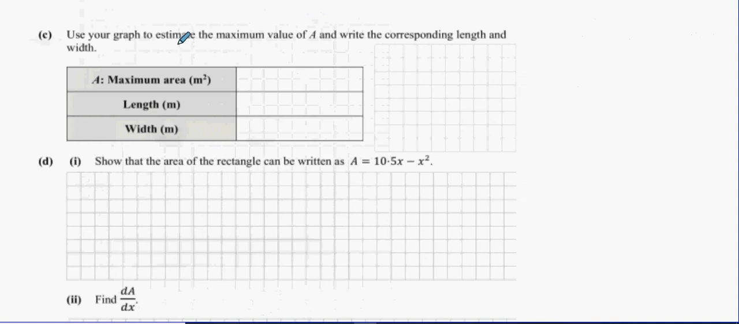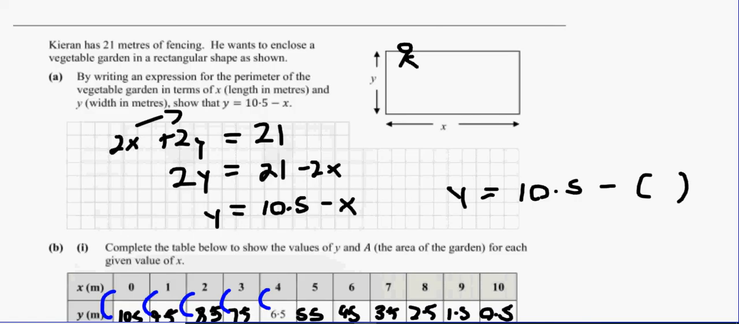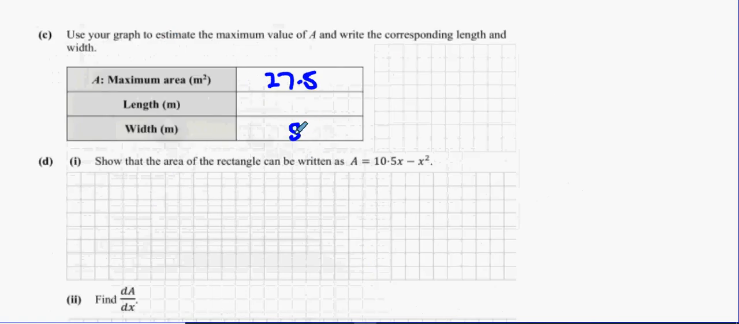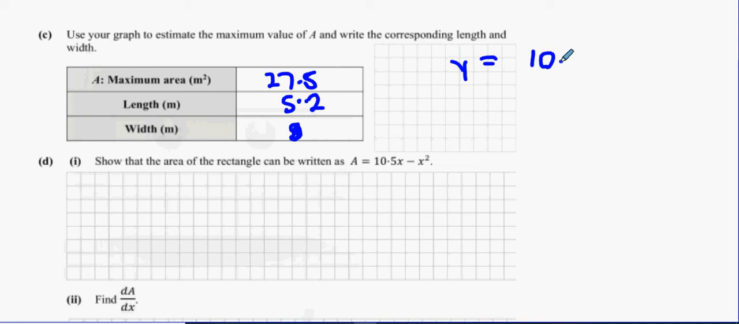Maximum area using your graph. So what did we say it was? Roughly 27.5. Which one's the width? Is x the width or y the width? I can't remember. X is the length. So a length of 5.2. And how do you find the width then? The width is 10.5 take away 5.2. And in that case, it will be 5.3.